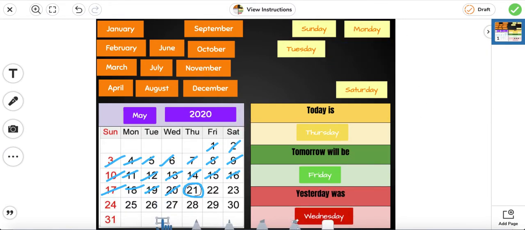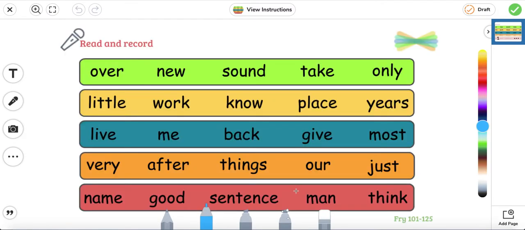Okay, we're going to move on to fluency. Okay, ready? Over, new, sound, take, only, little, work, no, place, years, live, me, back, give, most, very, after, things, hour, just, name, good, sentence, man, think.